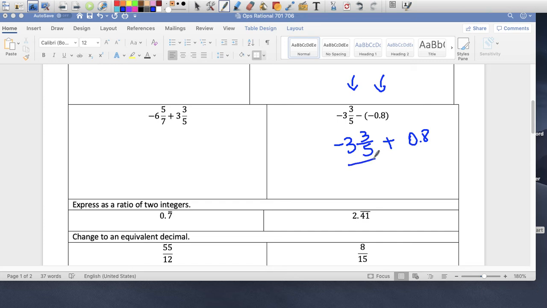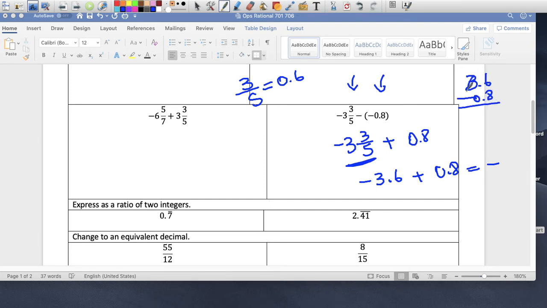Now I'm going to change this guy over here to a decimal. 3/5 is the same thing as 0.6. So instead of negative 3 and 3/5, I'm going to write negative 3.6. It's the same exact thing. And then plus 0.8. Look how much easier this is. I don't have to find denominators. I don't have to deal with mixed numbers, improper fractions, etc. It's just decimals. So who's going to win? The negatives. Why? Because there's more. So let's subtract 3.6 minus 0.8. It's going to give us borrowing here, 2.8, but negative.